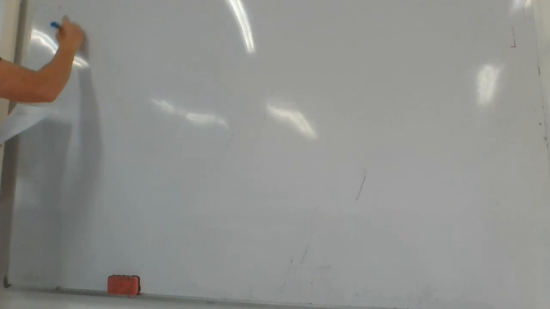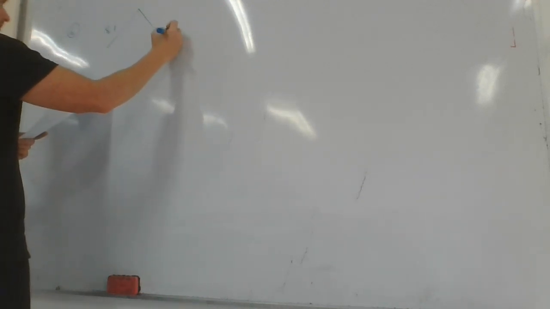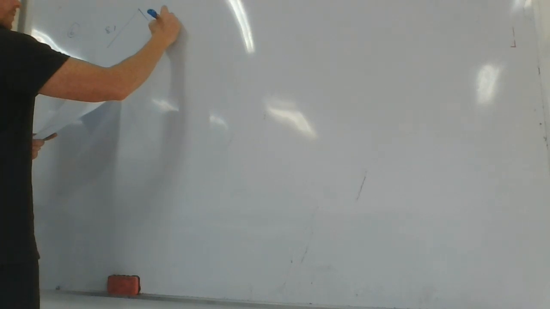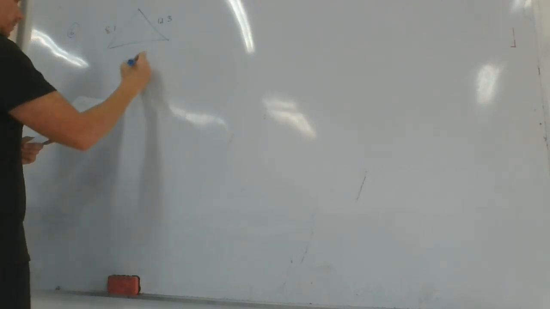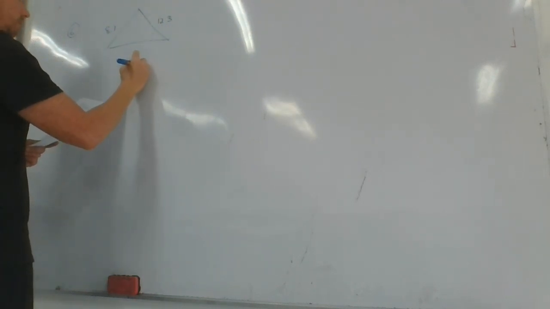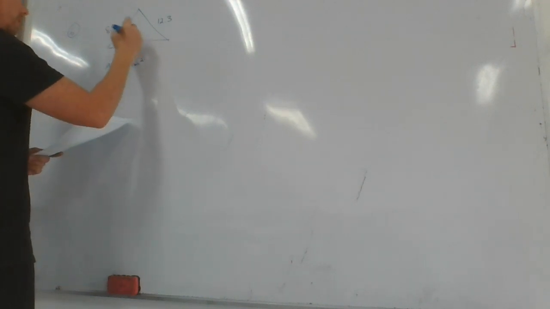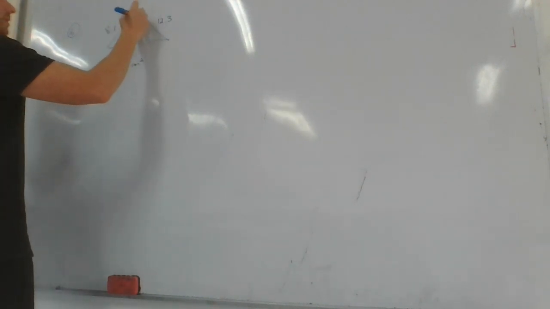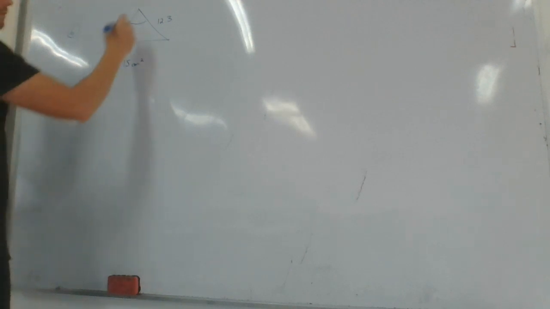Question 6. So there's some triangle with sides A and B, A is 8.1 and length B is 12.3 and the area is 15 centimeters squared, and we don't know this angle. You can call it whatever. I'm going to call it C. Find the largest possible perimeter of this, given that.